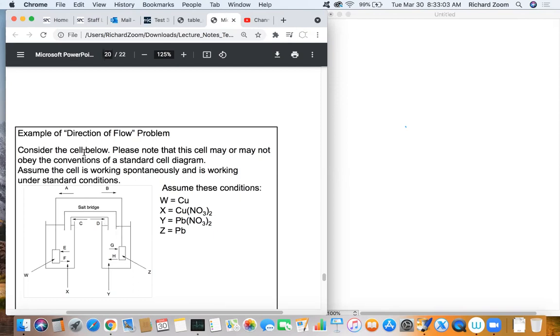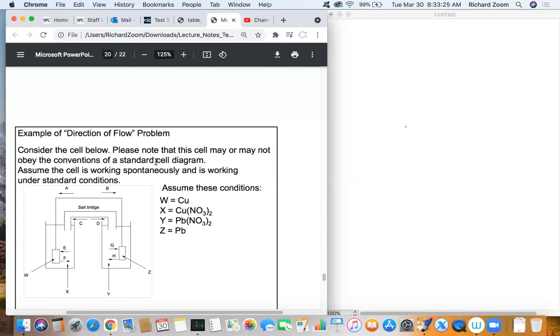So looking at what it says, this is really the most important thing. Assume the cell is working spontaneously and is working under standard conditions. Working spontaneously is going to define which reaction it's going. And the other thing it says is it may or may not obey the conventions of a standard cell diagram.